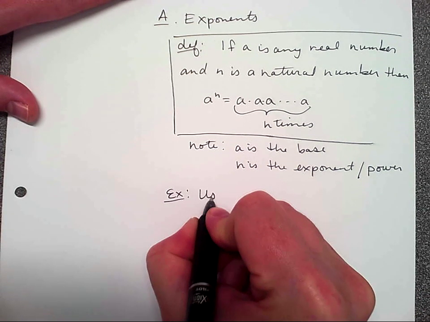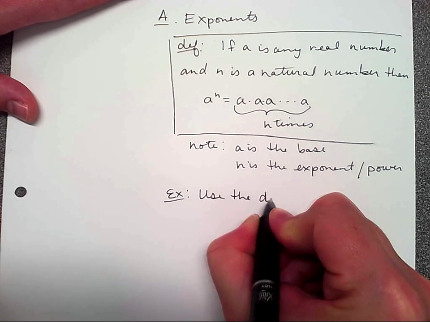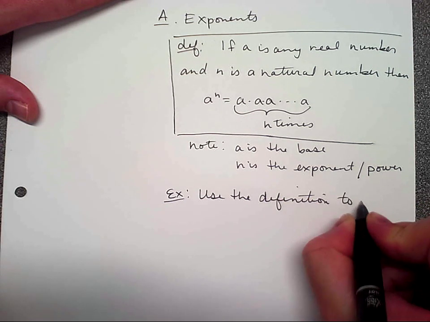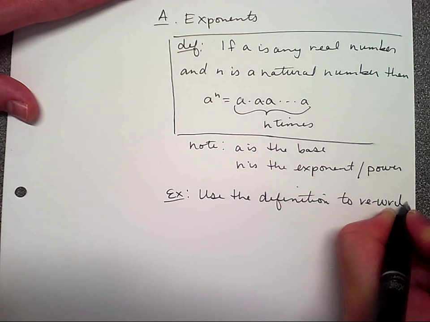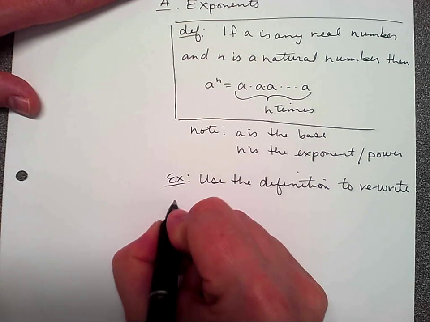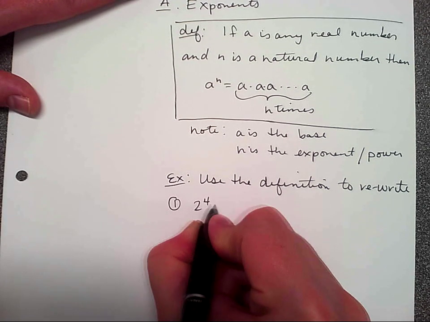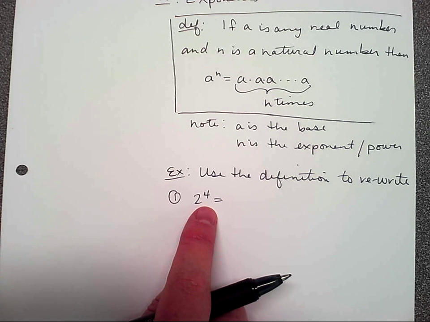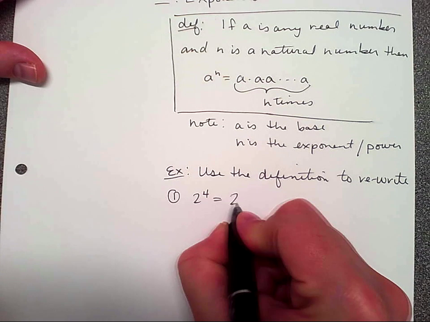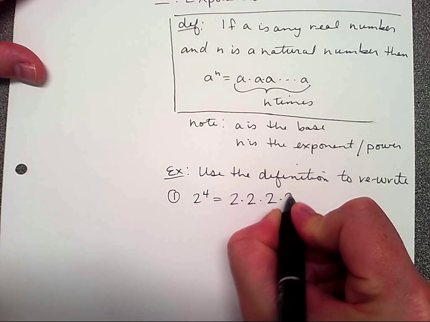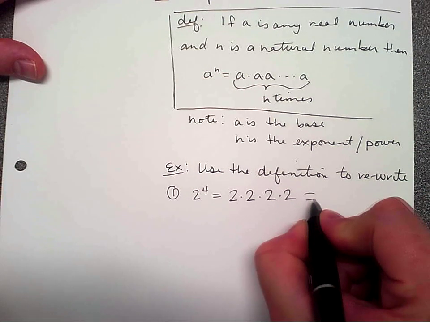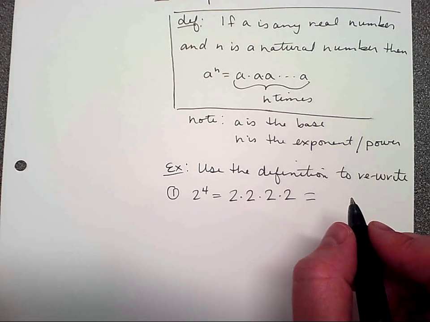So use the definition to rewrite. First I have 2 to the 4th. So 2 to the 4th means I'm multiplying 2 by itself 4 times, right? So let's rewrite that. I have 2 times 2 times 2 times 2, 4 times, right? So what is that? 2 times 2 is 4, times 2 is 8, times 2 is 16.